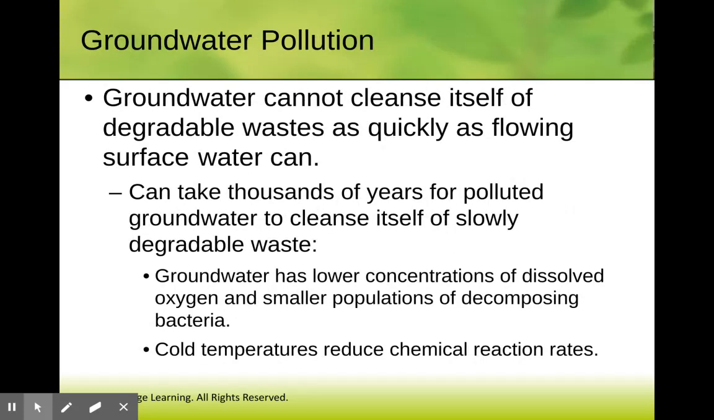Groundwater pollution. So groundwater cannot cleanse itself of degradable waste as quickly as flowing surface water can. So this can take thousands of years for polluted groundwater to cleanse itself of slowly degradable waste. Groundwater has low concentrations of dissolved oxygen and smaller populations of decomposing bacteria. Cold temperatures reduce chemical reaction rates. So again, when it comes to groundwater pollution, this would take the longest of all the water that we see.